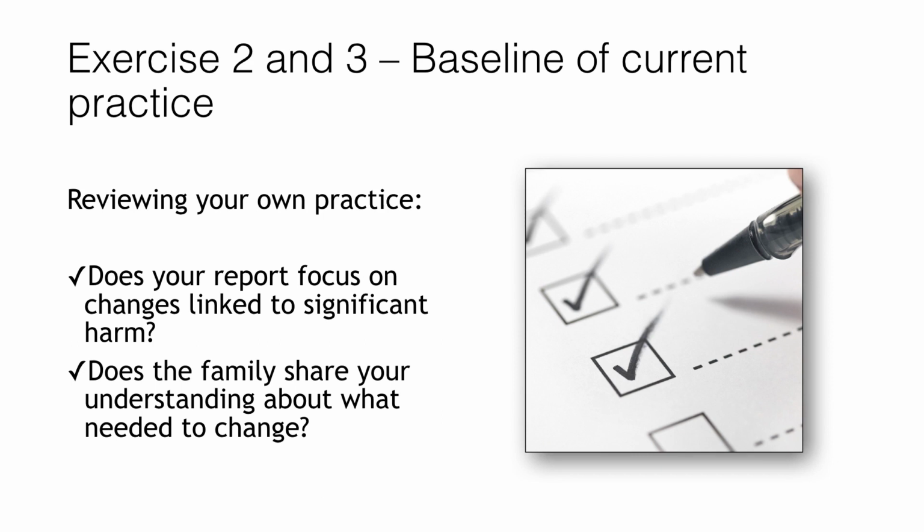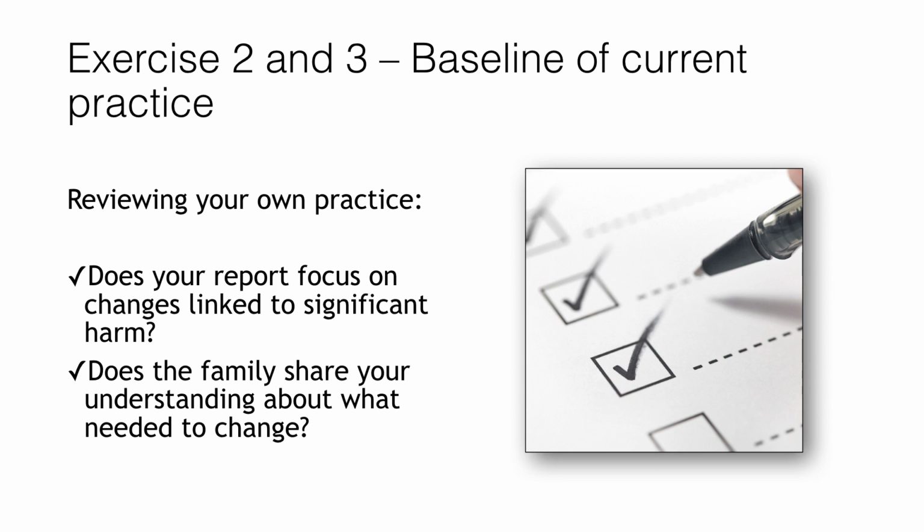In exercise 2 and 3, you looked at a case example, hopefully your own case. You took a baseline of how you are currently practicing. In the written report you read, you were asked to identify 3 changes that were necessary to address what causes significant harm. You were asked to review your own practice and check whether these were clearly identifiable in the report, and if parents or families would share your understanding about what needed to change.